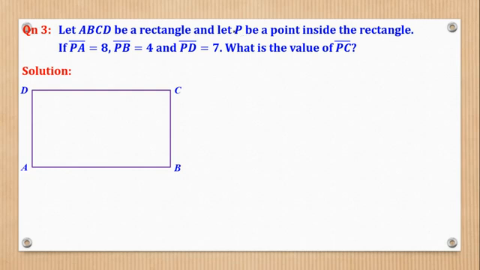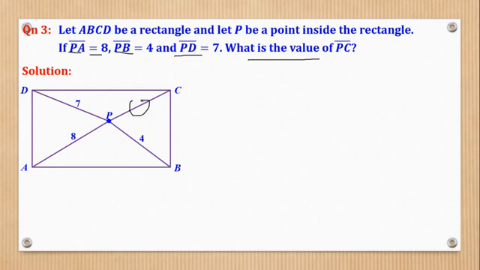We shall put point P anywhere inside the rectangle. Then they said PA is equal to 8. So join A to P and call it 8. PB is 4. So join B to P and call it 4. PD is 7. Join P to D. Call it 7. Then what is the value of PC? We have to join P to C. And this is what they want.